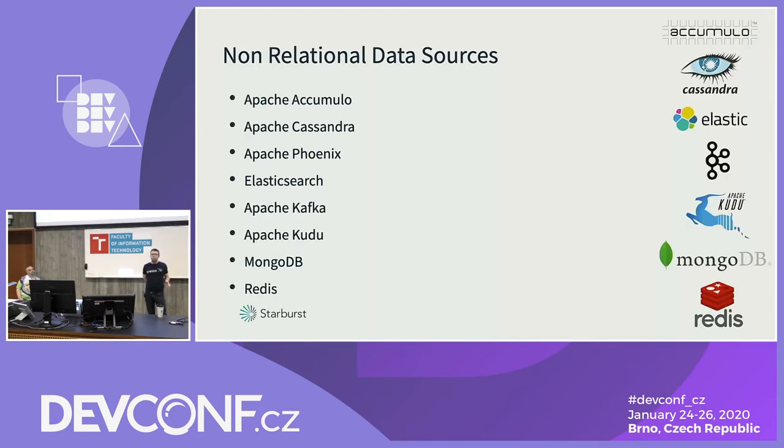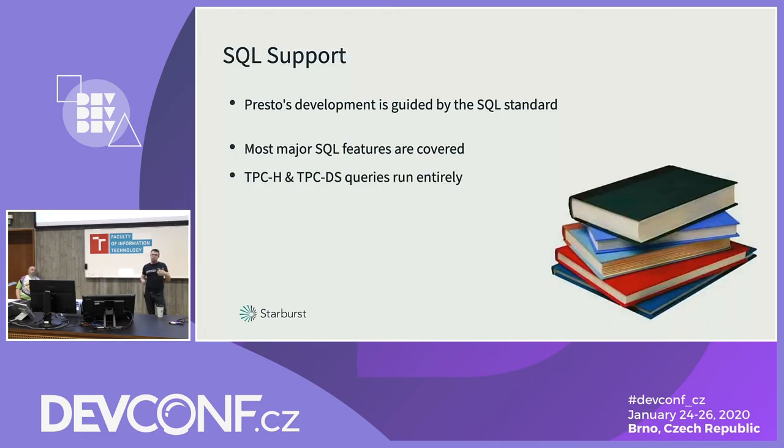We also support a bunch of non-relational data sources like Accumulo, Kafka, and Elasticsearch, to name a few. Because of this, you can have a really unified view over all of your data within your company, over various data sources. This frees you from having to have your own ETL in some cases.